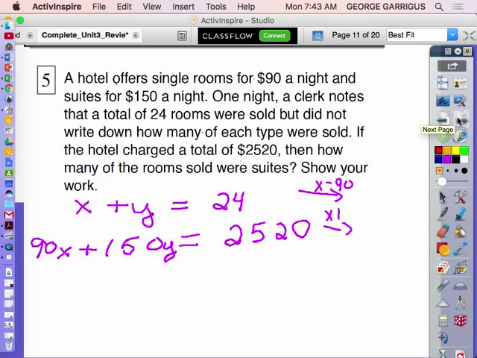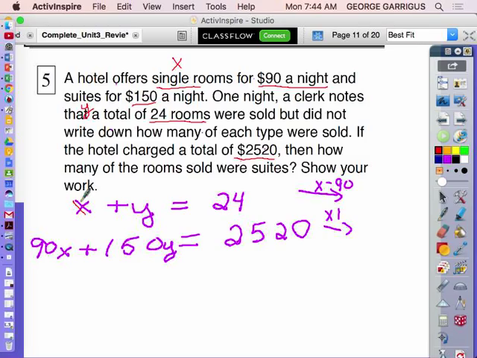Problem 5. A hotel offers single rooms for $90 a night. Those are for single rooms. We'll call those x. And they'll offer suites. Let's call those y, for $150 a night. One night, a clerk notes that 24 rooms were sold, but did not write down how many of each type were sold. The hotel charged a total of $2,520. How many of the rooms sold were suites? Show your work.